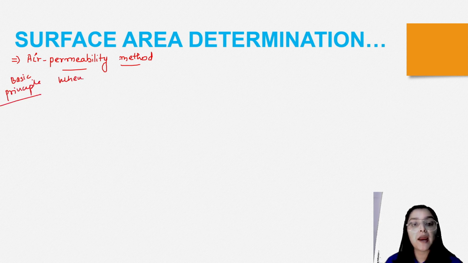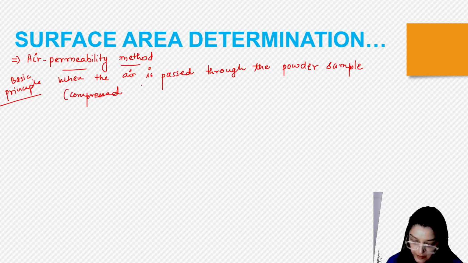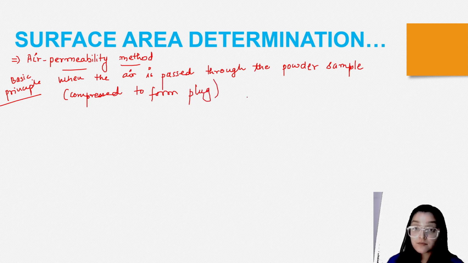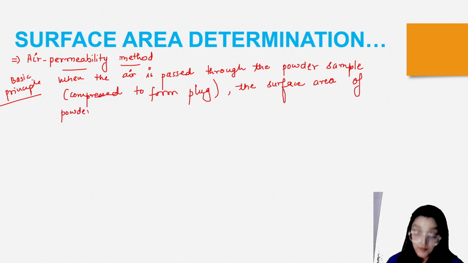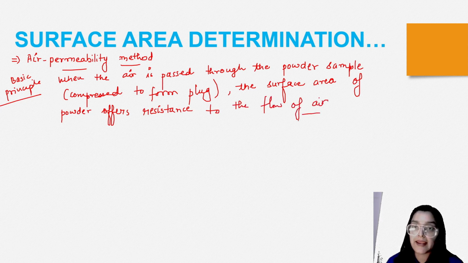So the air permeability method, the basic principle, you should write: when the air is passed through the powder sample that is compressed to form a plug or the compacted mass of the powder, the surface area of the powder offers resistance to the flow of air. Right? Very important.